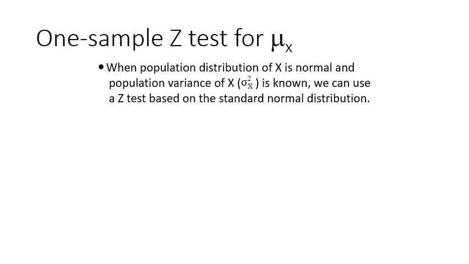Next thing to talk about is this concept of population variance known and unknown. So we're going to do two different types of tests. The first one is the one-sample z-test for the mean. In this test, if the population distribution of x is normal and the population variance is known, we can do a z-test based on the standard normal distribution. So we can use our z-charts to figure out what the critical values are.